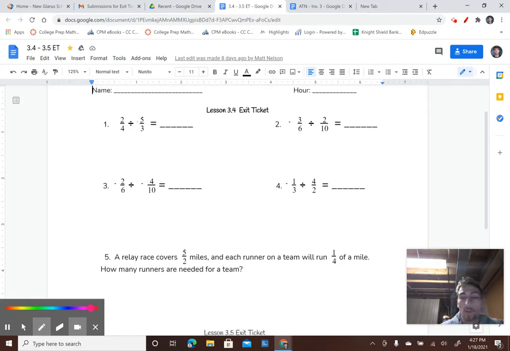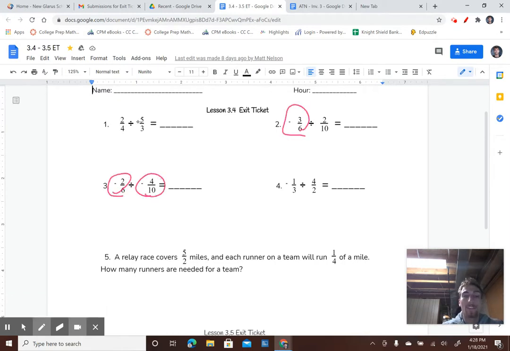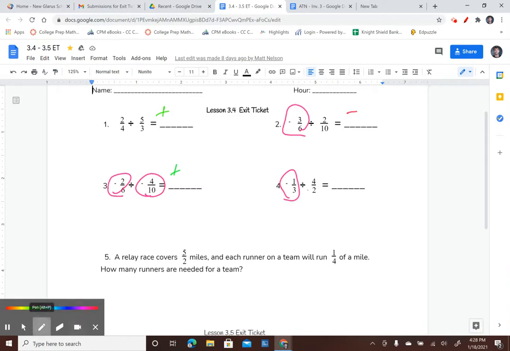First thing I'm going to do before I even do these problems is I'm going to circle all of my negative factors. And so in my first problem, I have 0 negative factors. So my answer is going to be positive. In my second equation here, we have 1 negative factor, so my answer is going to be negative. We have 2 negative factors in our third equation, so my answer is going to be positive. And finally, in our fourth and final equation, we have 1 negative factor, so my answer is going to be negative.